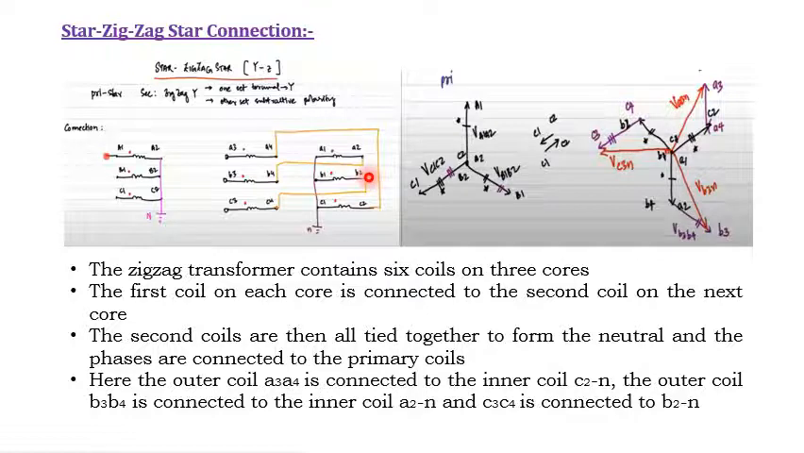So similarly B2 can be connected to the next coil. Here the outer coil A3 A4 is connected to the inner coil C2N. Where is the outer coil? A3 A4 is the outer coil. It is connected to the inner coil C2N. Where is the inner coil? The inner coil is C2, or you can say C2 C1.